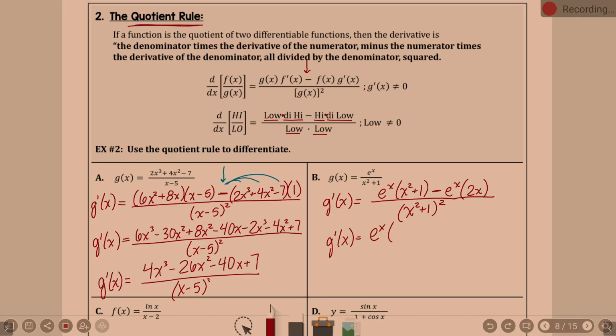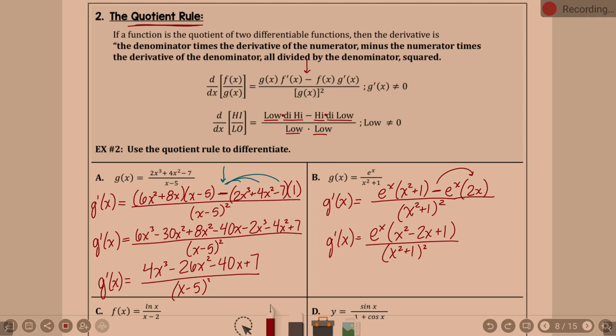And then what remains? What are my pieces that remain? There's an x squared plus 1, and a minus 2x. You could write it as x squared plus 1 minus 2x, or I'm actually going to make it x squared minus 2x plus 1 all over x squared plus 1 quantity squared. This would be a good way to leave it.